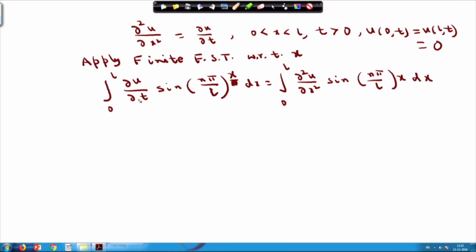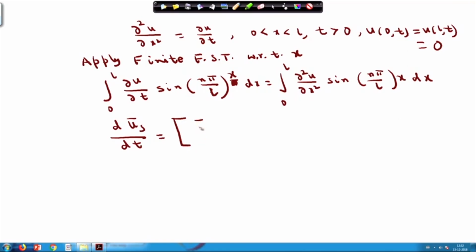Now, on the left hand side, since you are taking the finite Fourier sine transform with respect to x, the derivative with respect to t can come out as d/dt, and this integral becomes the integral from 0 to L of u sin(nπx/L) dx, which is nothing but the finite Fourier sine transform of u. So you can write du̅/dt on the left hand side, whereas on the right hand side, I am breaking it down for this case.